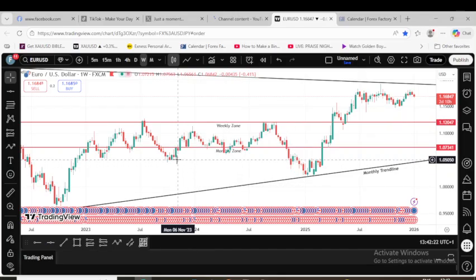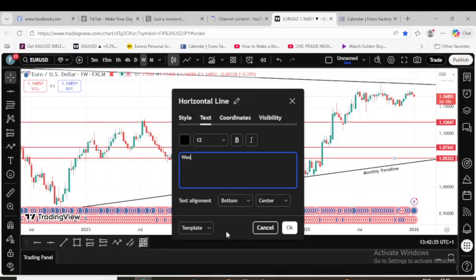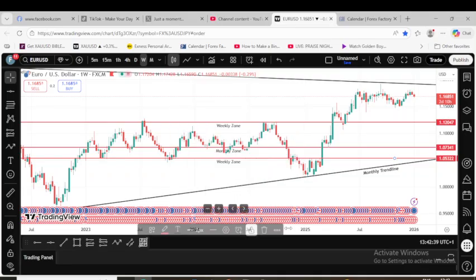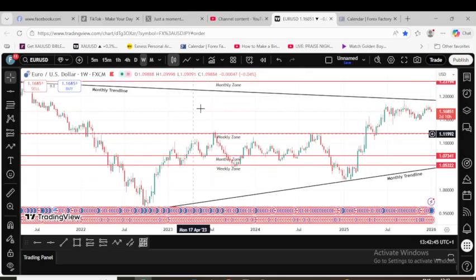There's another zone around here. It's a weekly zone. The zones are so close to each other, but when you go down to the daily or 4-hour time frame, it suddenly becomes so much further spread apart. Wow. We have another zone here.